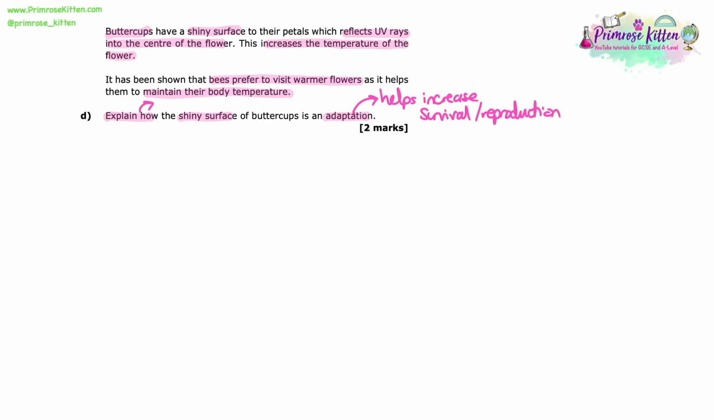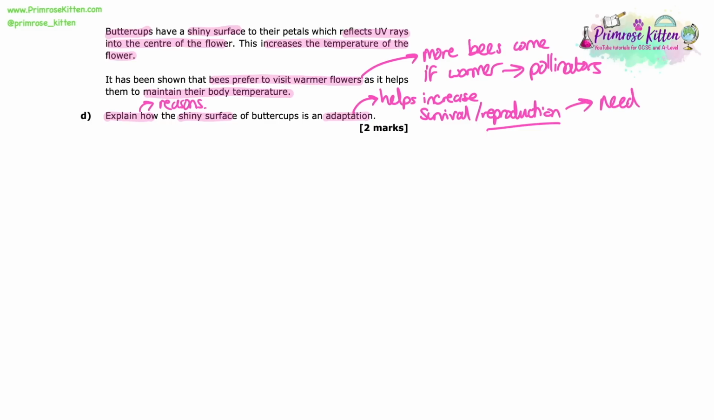So remember, an adaptation is a feature of an organism that helps to increase its survival or reproduction, because then it's passing on its genes to the next generation. It wants reasons why that shiny surface is going to be an adaptation. And obviously it gives us information in the part of the question that says that the bees prefer to visit warmer flowers. And it's the shiny surface that helps to increase the temperature of the flower. So if your flower is warmer, more bees are going to come and visit, which means you get more pollinators. And if you get more pollinators coming to the flower, then that increases your chance of sexual reproduction. It increases the pollination that's going to happen between carrying your pollen to other flowers as well.